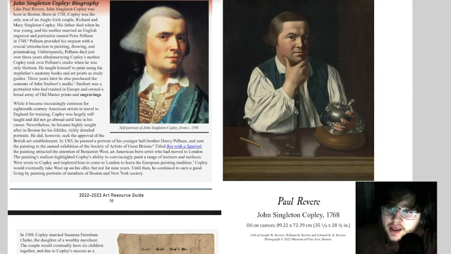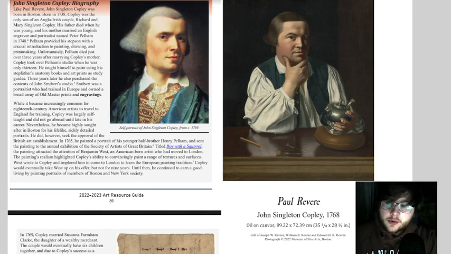Unfortunately, Pelham died just over 3 years after marrying Copley's mother. Copley took over Pelham's studio when he was only 13. He taught himself to paint using his stepfather's anatomy books and art prints as study guides. 3 years later, he also purchased the contents of John Smibert's studio. Smibert was a portraitist who had trained in Europe and owned a broad array of old master prints and engravings.